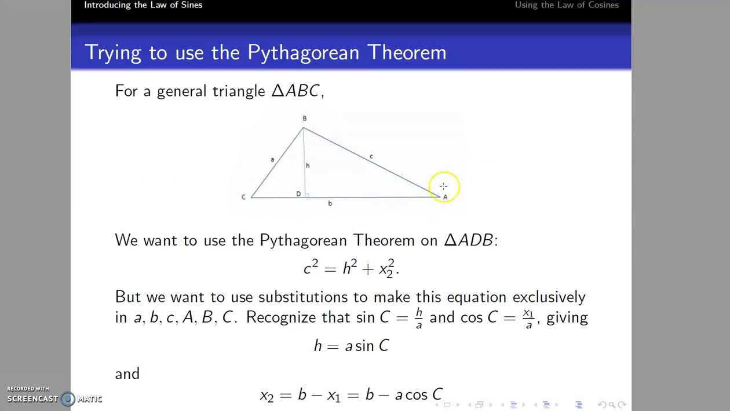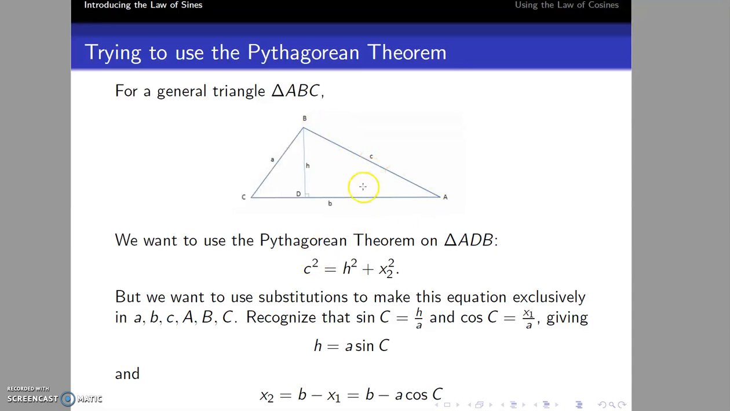So here's our general triangle, drawn the way I like to draw it, with the usual conventions: C is opposite C, A is opposite A, B is opposite B. Like we did when making the Law of Sines, we can drop an altitude perpendicular to side B. I'm going to use the Pythagorean theorem on triangle ABD, or ADB, same one either way, because it's a right triangle.